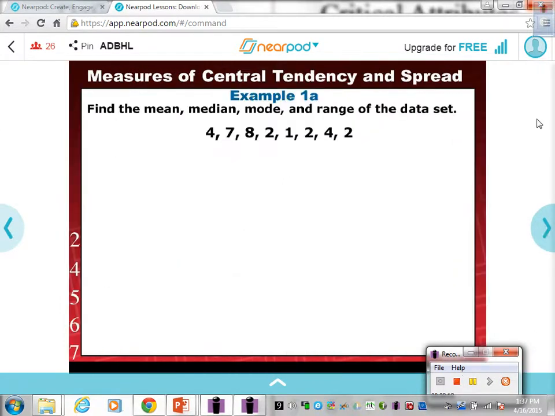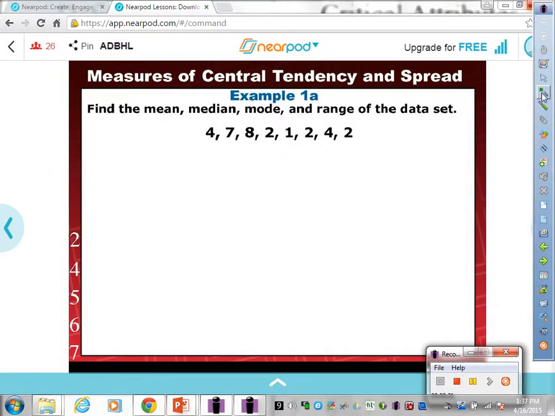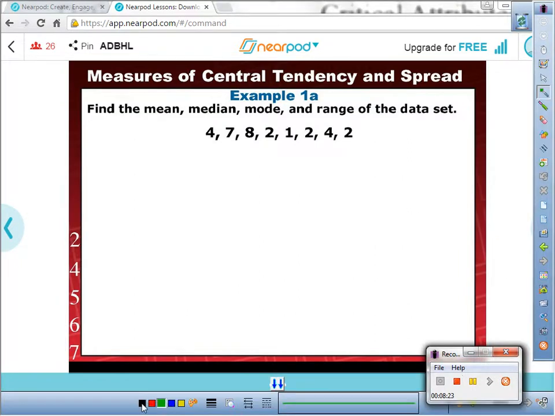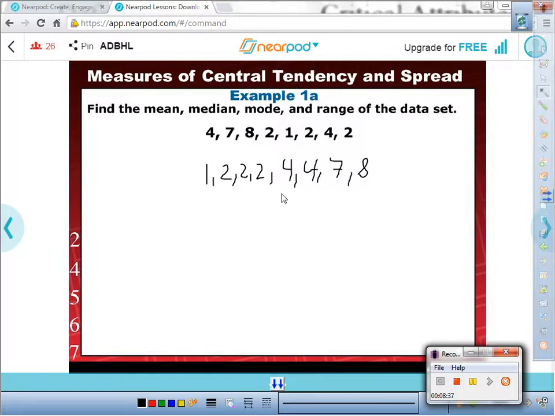So, pens down, eyes up here. Let me go over this one. So, first of all, to find mean, median, and mode. Step 1, everyone, what do I do? From least to greatest. So it's 1, 2, 2, 2, 4, 4, 7, and 8. Just pay attention. Relax. Here we go. So first step is done. Step 2. I'm going to find the easiest measure, the mode, because I can actually see which one repeats. Which one repeats the most? 2. So we're done with that one.